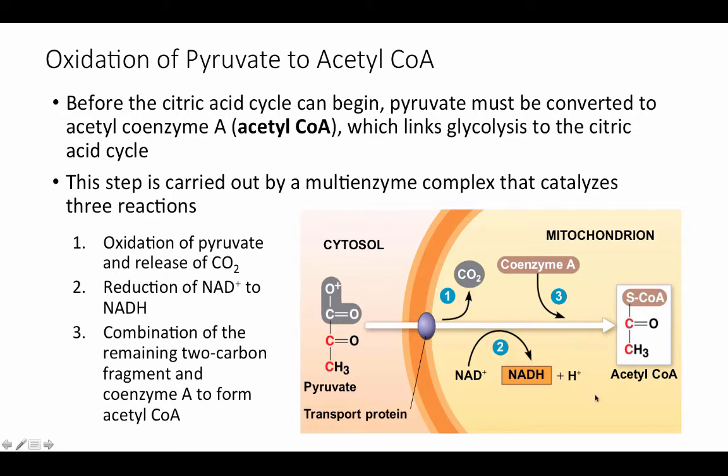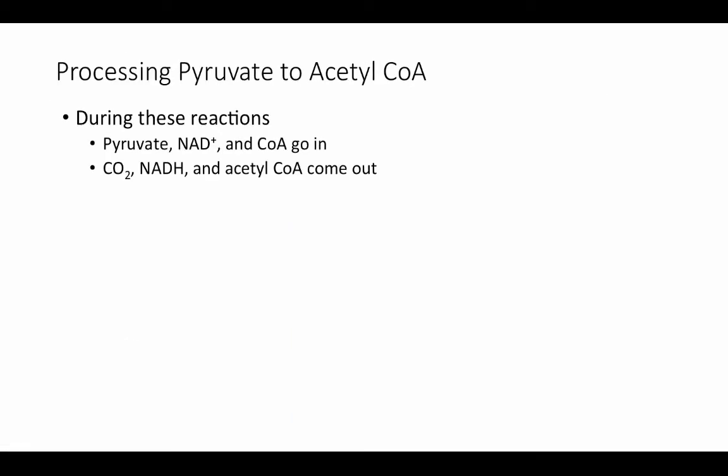We call it acetyl-CoA. So during these reactions, our inputs are pyruvate, NAD+, and coenzyme A. In the end, what we end up with is carbon dioxide. So this is the first of the carbon dioxide molecules that are removed out of the system as waste, NADH, and then acetyl coenzyme A come out, acetyl-CoA.